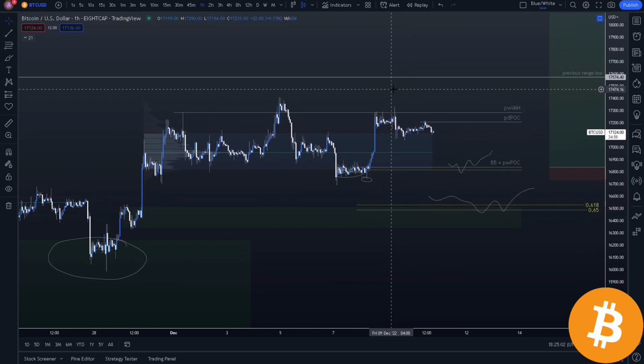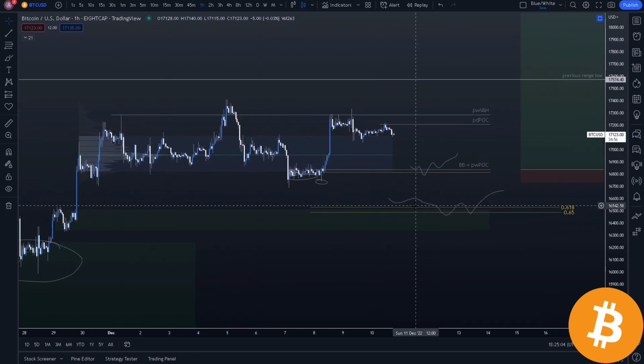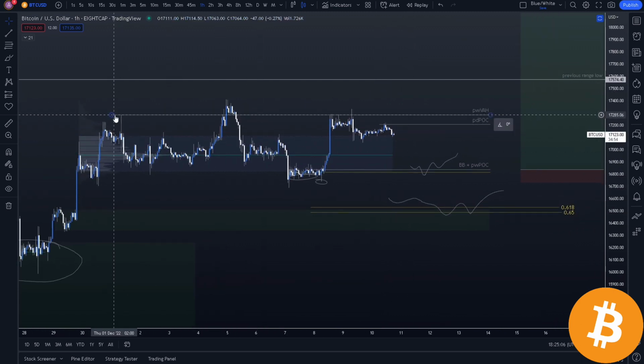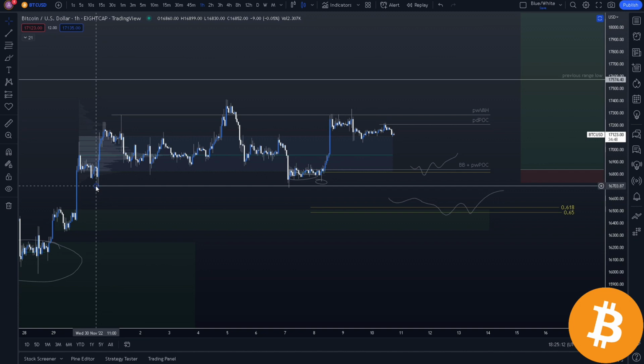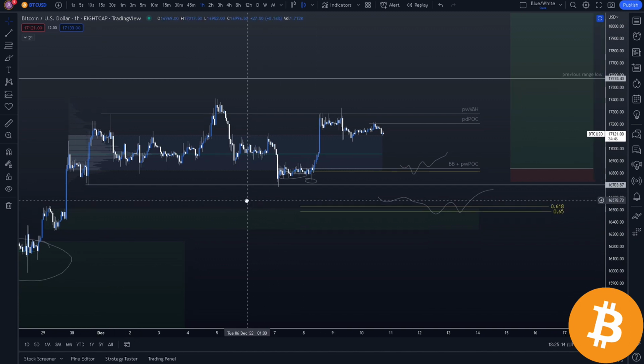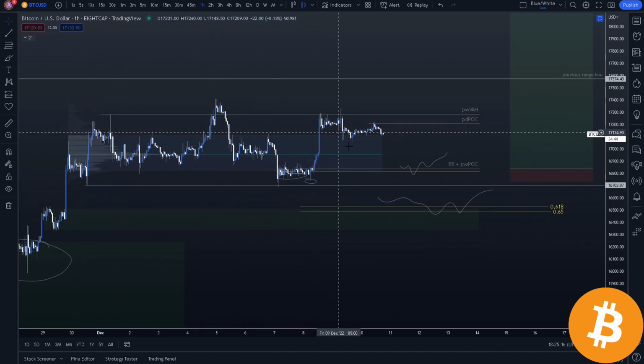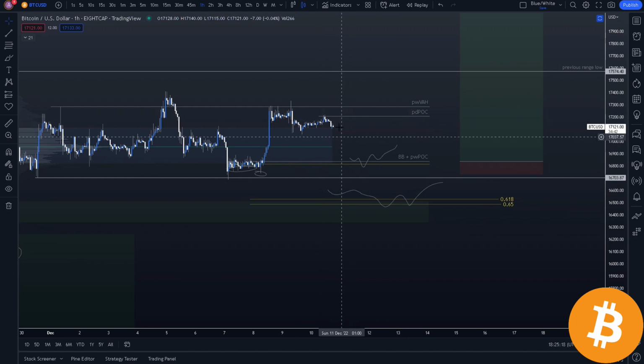So in terms of a lower time frame outlook, we're actually just ranging here. We have our previous week value area high, which is actually our range high as well, and then we have our range low right here at around 16,700, and we've just been bouncing up and down between them, and we're likely to come back down here.